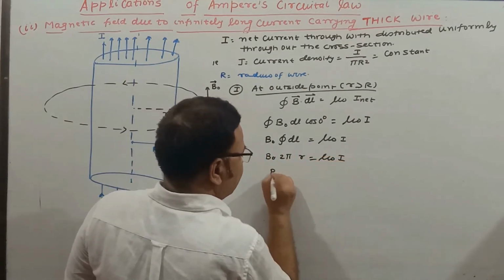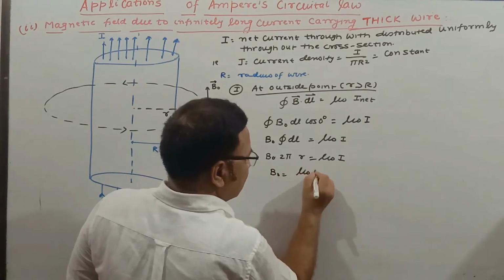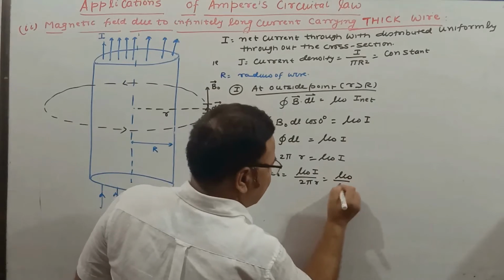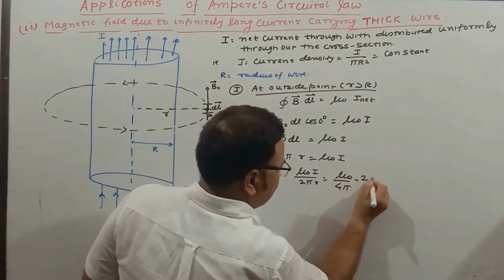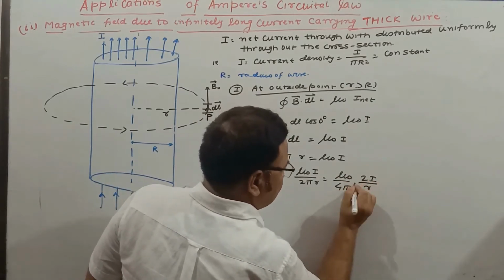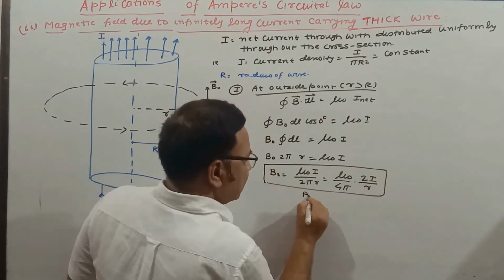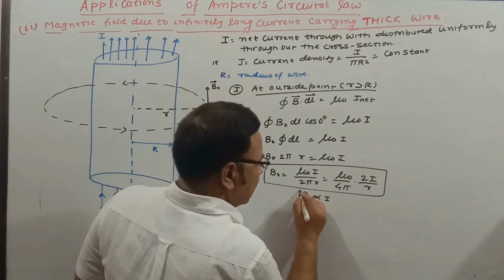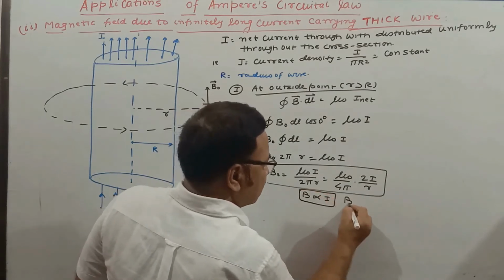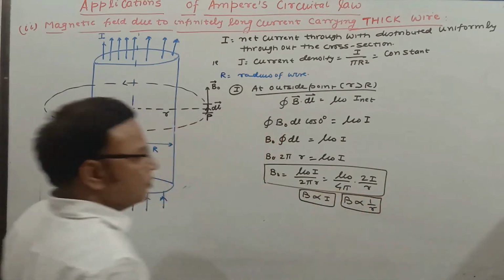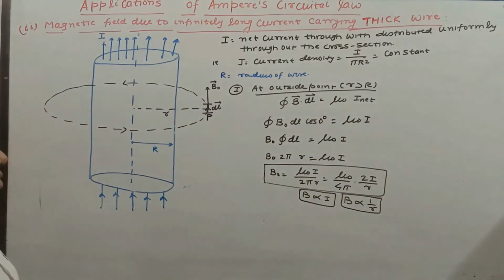From here B naught equals mu naught I divided by 2 pi r, and this can also be written as mu naught divided by 4 pi into 2I divided by r. Here we see the magnetic field is directly proportional to I, and also directly proportional to 1 by r, or inversely proportional to r. That is what we know here at an outside point.